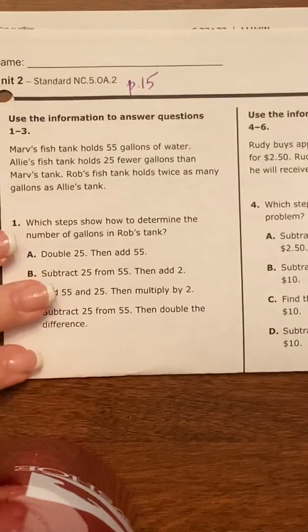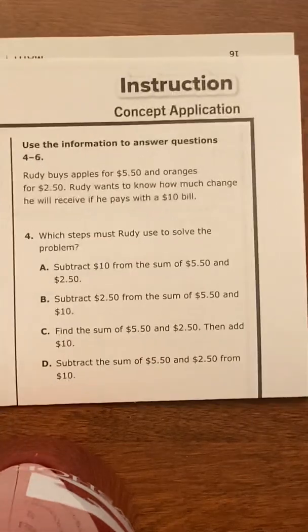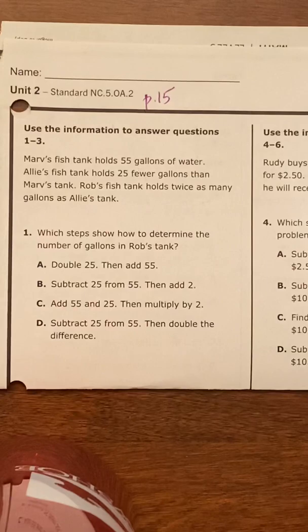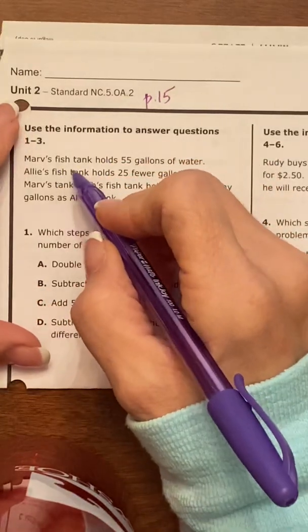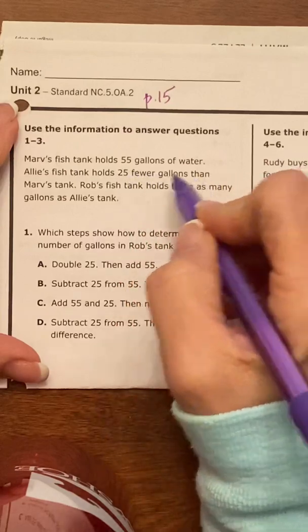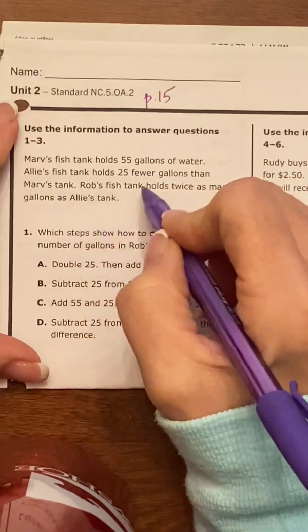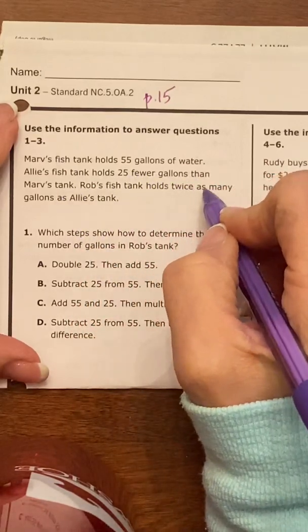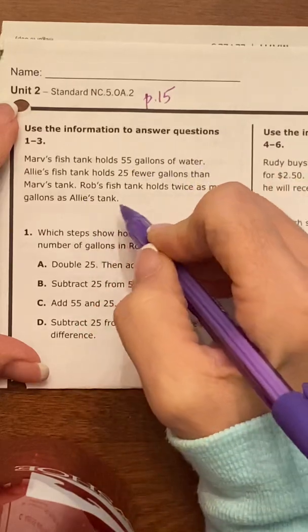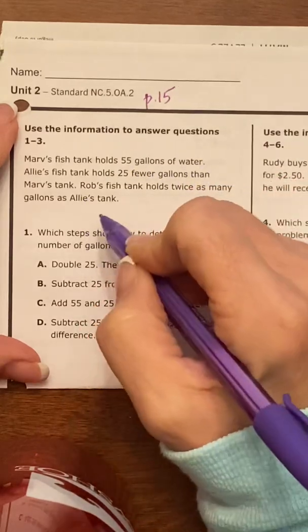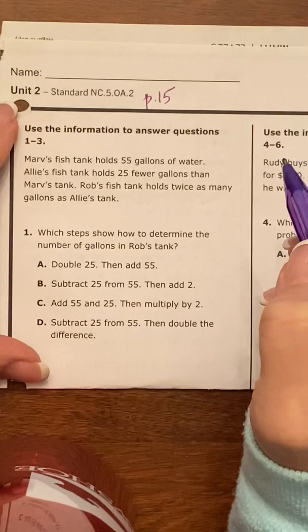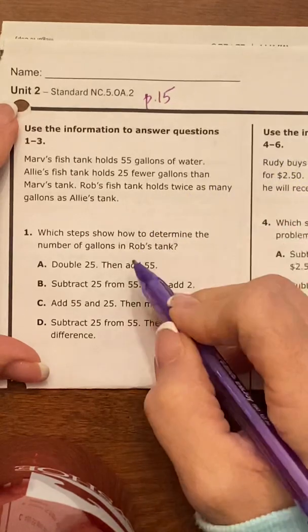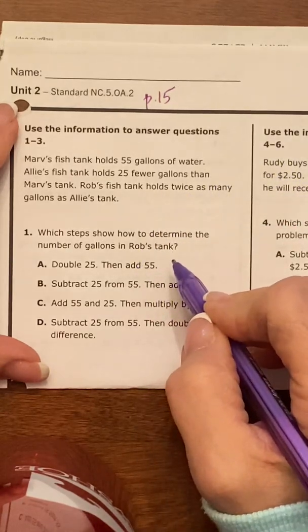Okay, now we're on concept application, page 15. The first problem says Marv's fish tank holds 55 gallons of water. Allie's fish tank holds 25 fewer gallons than Marv's. And then Rob's fish tank holds twice as many gallons as Allie's. How to determine the number of gallons in Rob's tank.